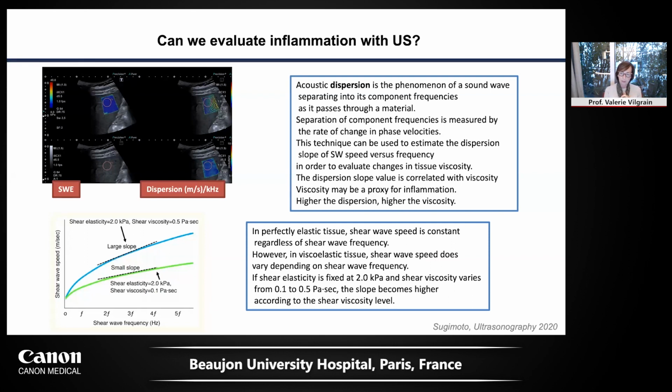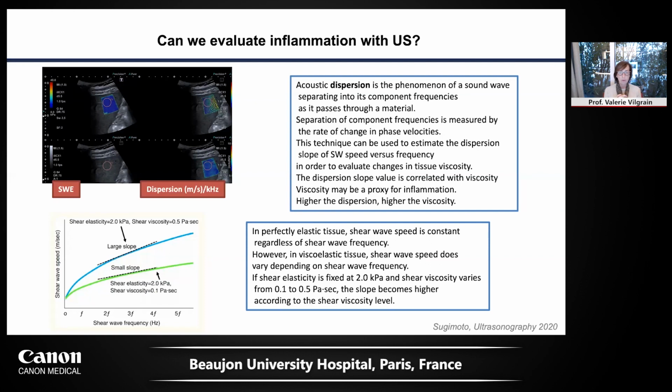An interesting graph that has been published by Dr. Sugimoto and colleagues shows that indeed there is a relationship between the shear wave speed and the shear wave frequency. In a perfectly elastic tissue, shear wave speed is constant regardless of shear wave frequency. However, in other tissues, which are the human tissues, viscoelastic tissue, the shear wave speed does vary depending on shear wave frequency.